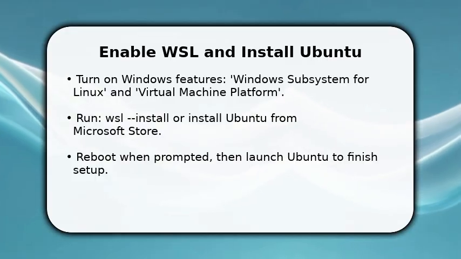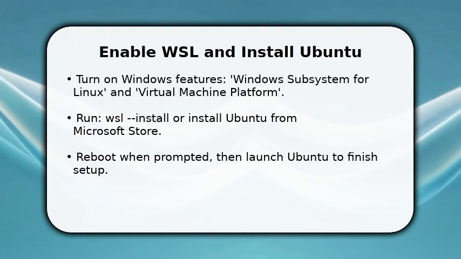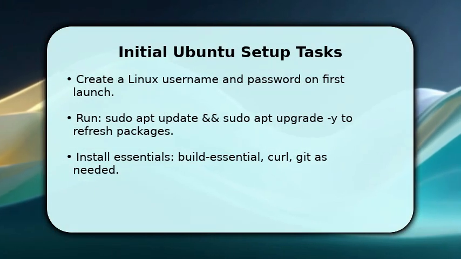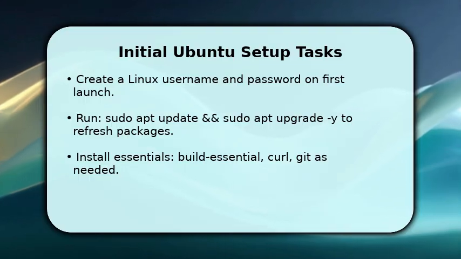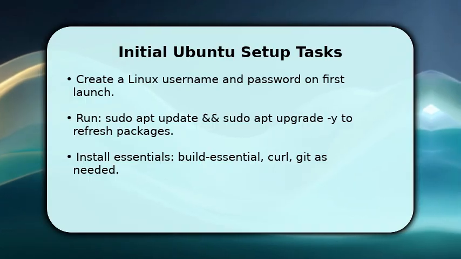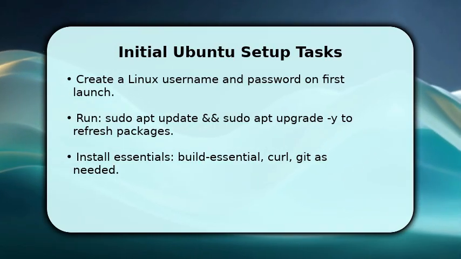After reboot, launch the newly installed Ubuntu app. This first run creates your Linux user and sets the environment. You'll see a terminal prompt asking you to choose a username and password. This becomes your default Linux account. Once logged in, run sudo apt update and sudo apt upgrade -y to fetch and install security updates. This keeps the system stable.